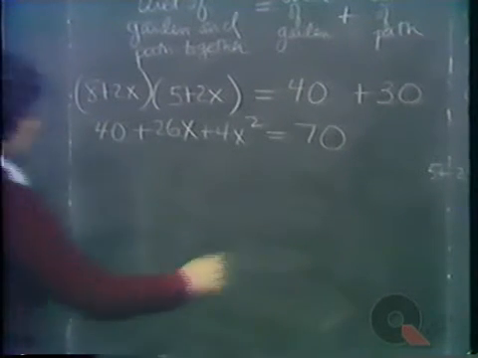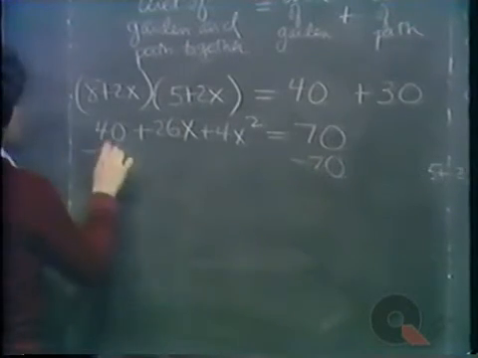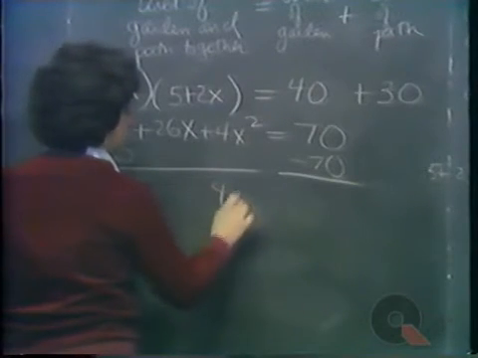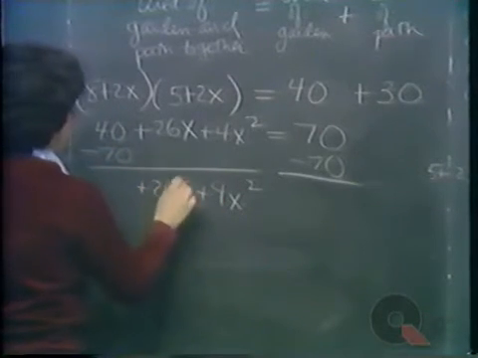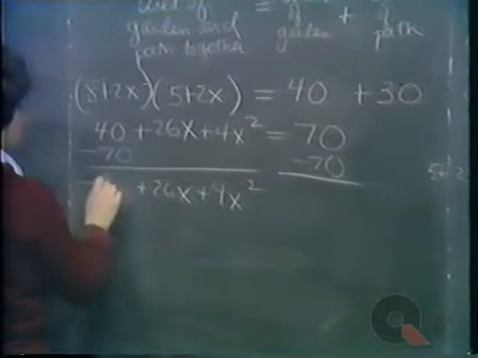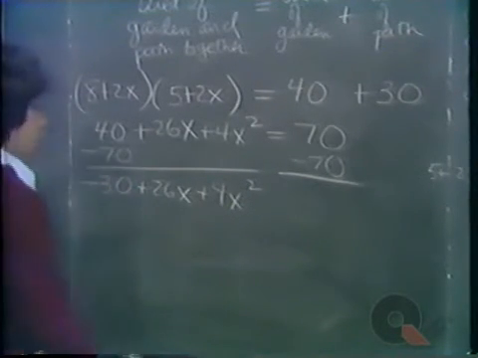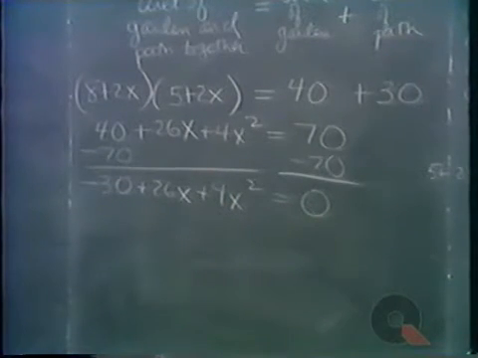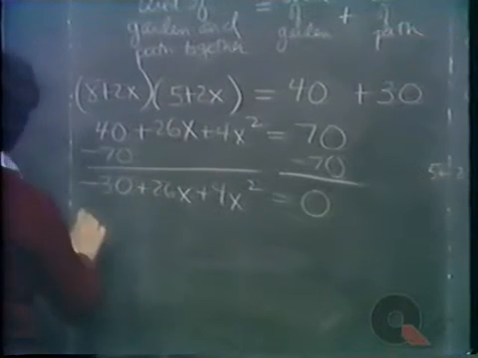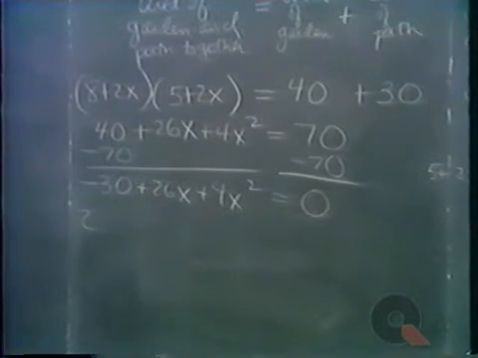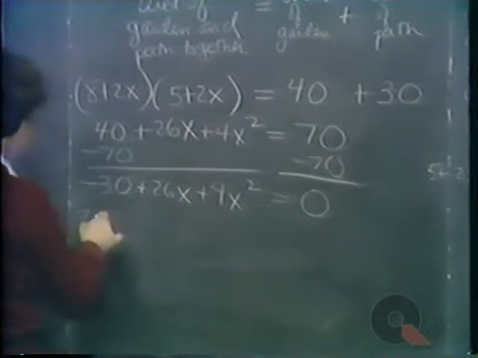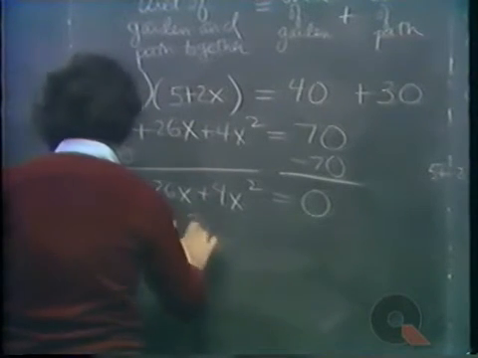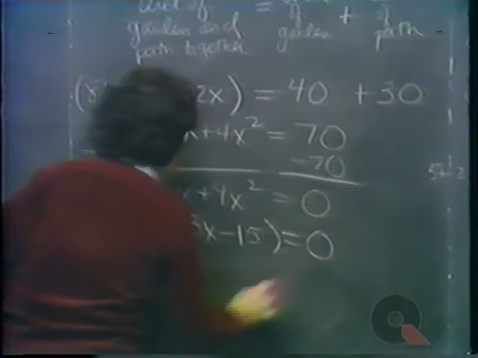All right, subtracting 70 from both sides of the equation, we get 4x squared plus 26x minus 30 equals 0. And I'm going to divide both sides of this equation by 2, or factor out a 2. And I'm going to rearrange the terms. I feel more comfortable with the quadratic term coming first. So let's make it 2 times 2x squared plus 13x minus 15 equals 0.